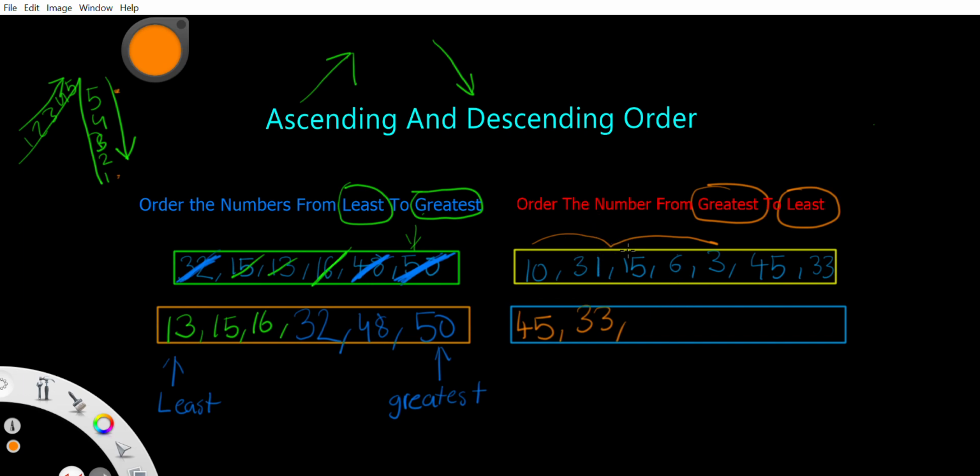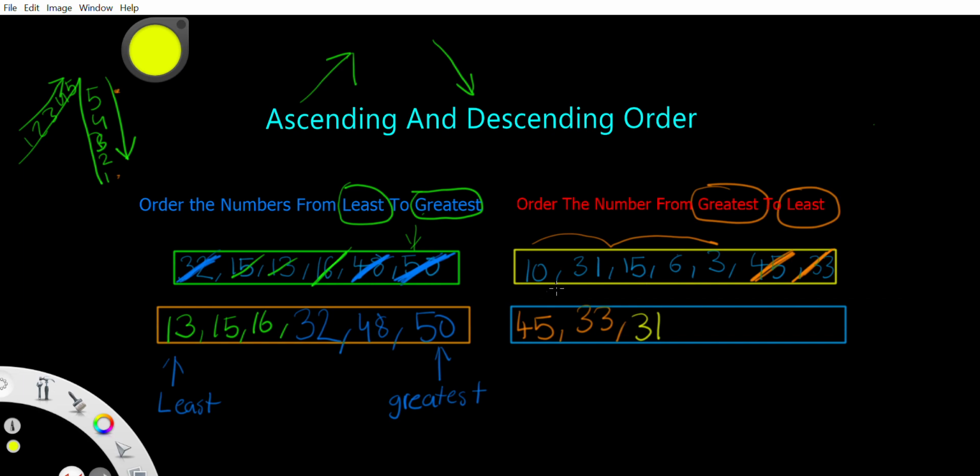Why? Because let's cross them out like we did in the previous question, and let's use a different color. I'm thinking it's 31 because 31 is greater than 15, 6, 3, and 10, and those are the ones we're left with. So it's going to be 31.